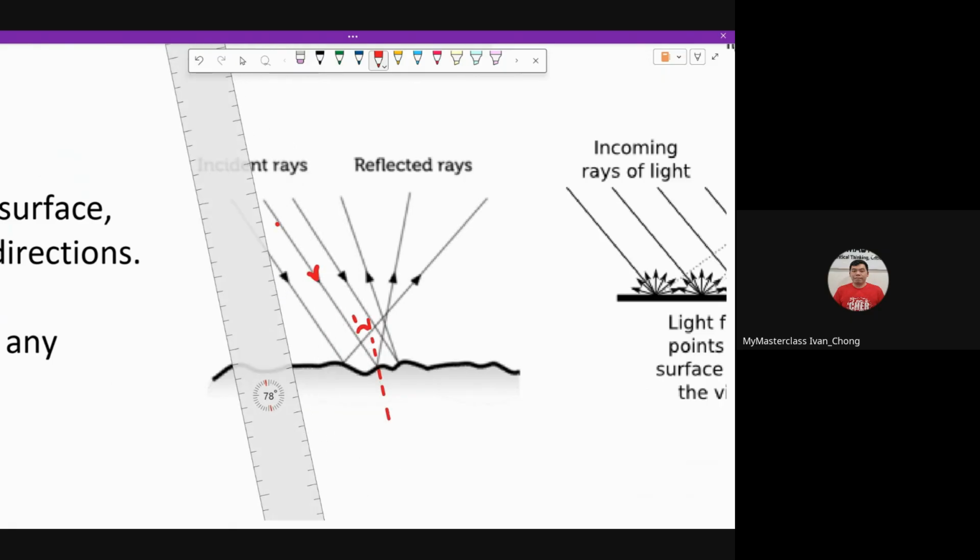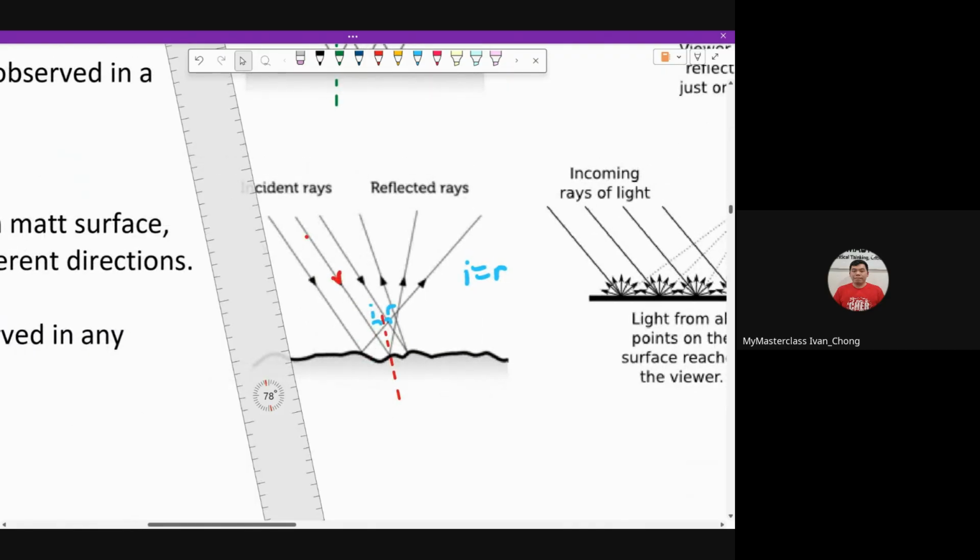If you were to go and measure it and if you draw it properly and correctly, you'll notice that your angle I and your angle R, they are still the same. I and R, they will still be the same. This is the law of reflection. As long as you see reflection, this will always be true. Okay?